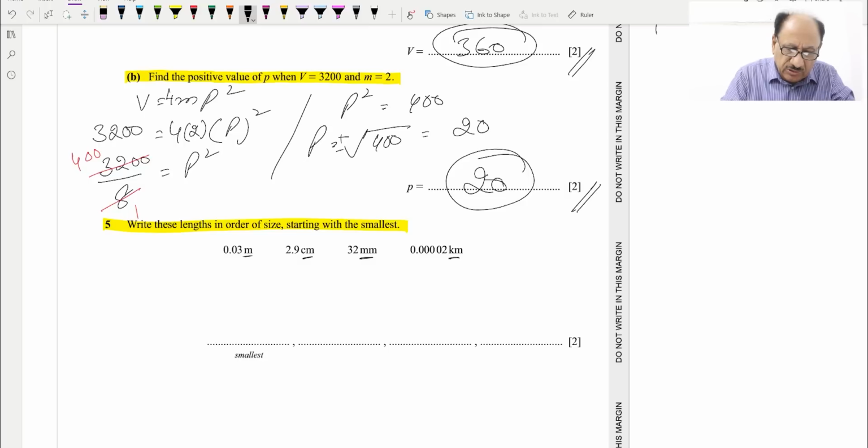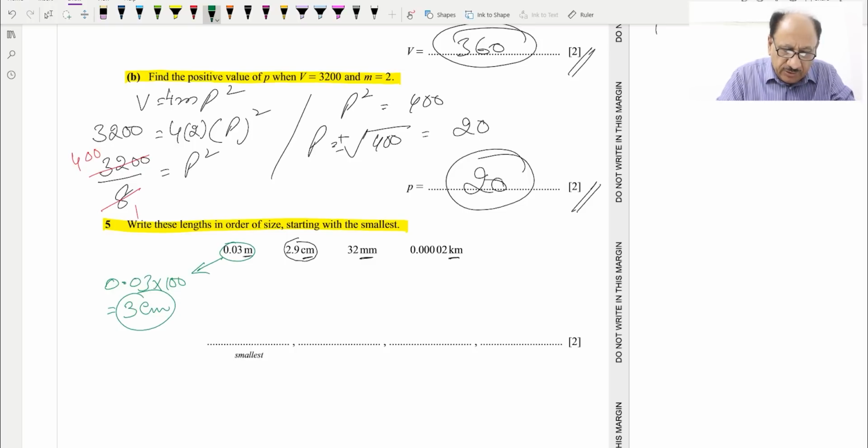Into centimeters. Say for example we are converting into centimeters. So for millimeters, what will we be doing? This is not millimeter, this is meter. So meter will be 0.03 multiplied by 100, because there are 100 centimeters in 1 meter. So this will result in 3 centimeters, which we have converted.